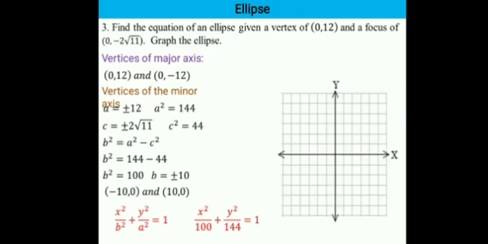Sketching now the ellipse, we have here. So assuming that each unit is 2, that's the first 0, 12. Below is 0, negative 12. On the side is negative 10, 0 and 10, 0. So that is now your ellipse. Then the foci, that is your positive 2 square root of 11, or approximately that is 5 point something. And also on the other side.